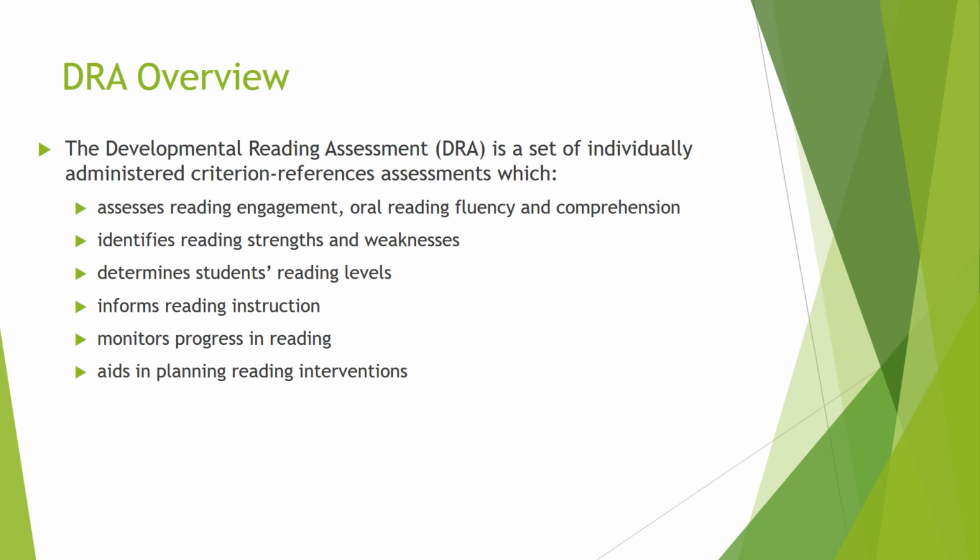The DRA identifies students' strengths and areas in need of improvement at their independent reading level, and it also helps teachers with planning instruction, monitoring reading growth, preparation for testing expectations, and selecting materials that match students' instructional levels.